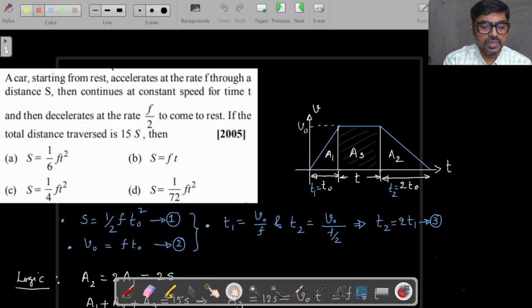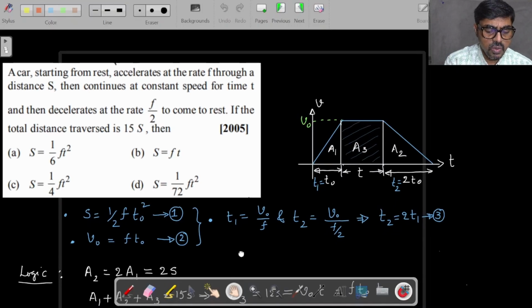That is the first thing. If the total distance covered is 15s, and in between of course it was going with some uniform velocity for some time t, and then later on it is retarding with this retardation of f by 2 to come to rest there. So, this is the overall idea, and we need to calculate the s value. So, what are the ideas?